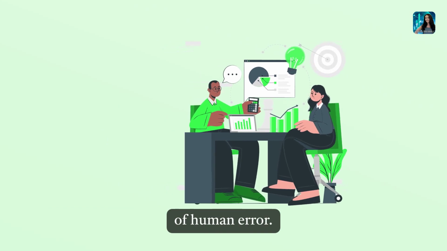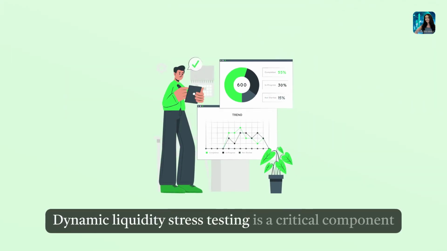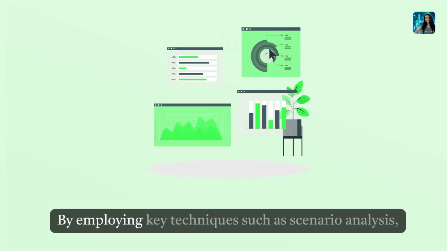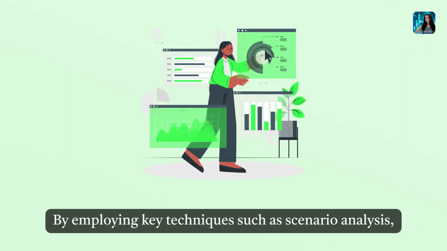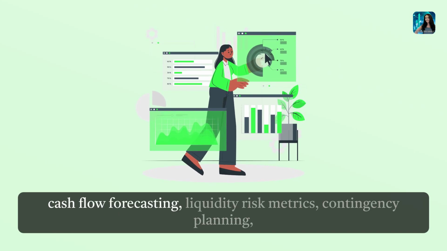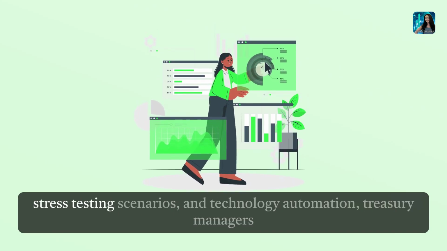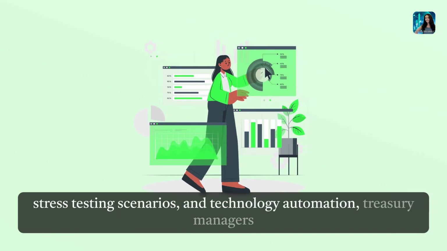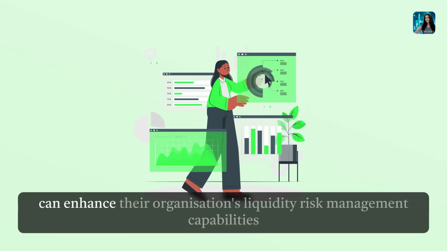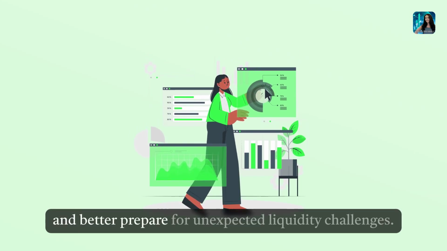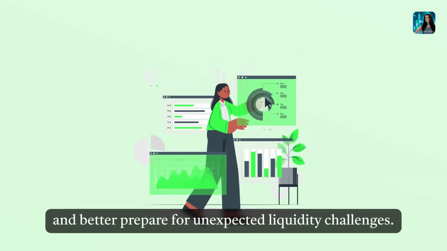Dynamic liquidity stress testing is a critical component of effective Treasury management. By employing key techniques such as scenario analysis, cash flow forecasting, liquidity risk metrics, contingency planning, stress testing scenarios, and technology automation, Treasury managers can enhance their organization's liquidity risk management capabilities and better prepare for unexpected liquidity challenges.